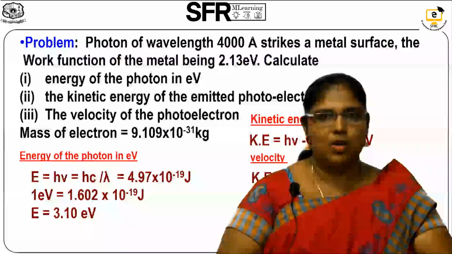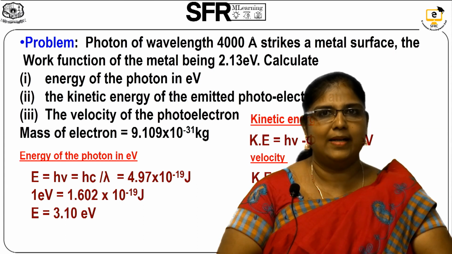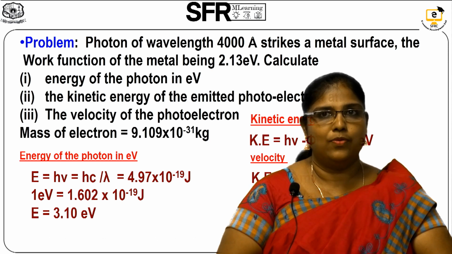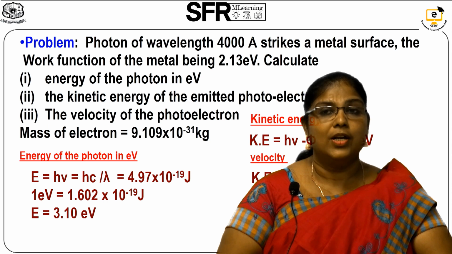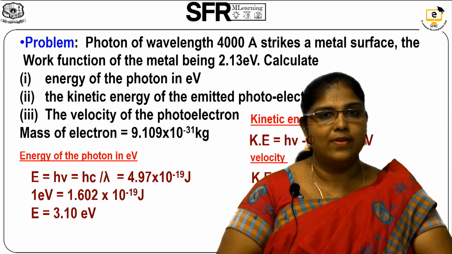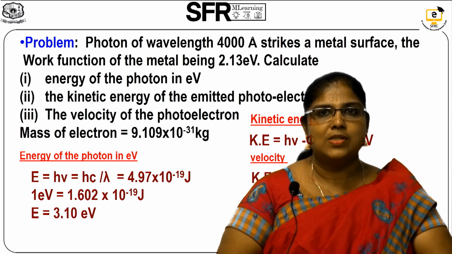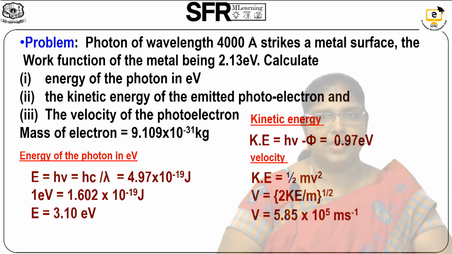Now we will solve a small problem regarding this. You are asked to calculate the energy, the kinetic energy and the velocity of the photoelectron. You are given the wavelength of the photon as 4000 angstrom, and the work function is 2.13 electron volt. First we calculate the energy of the photon, then the kinetic energy, and then the velocity. Remember, you are asked to calculate the energy in terms of electron volt, so we have to use this conversion: 1 electron volt is equal to 1.602 into 10 power minus 19 joules. This is how we calculate problems in the photoelectric effect.